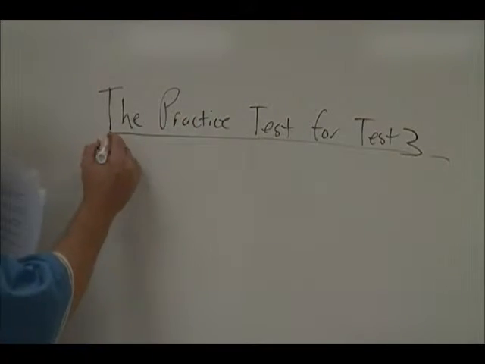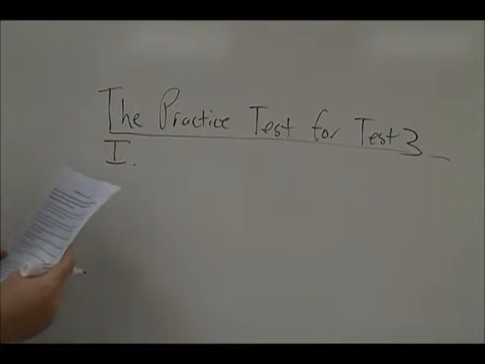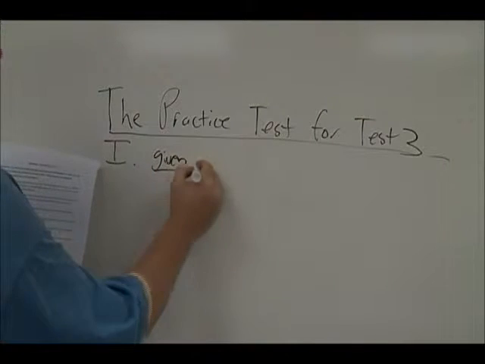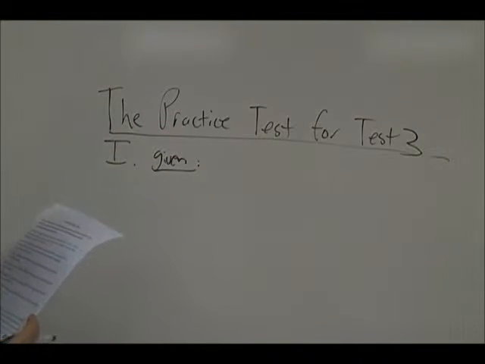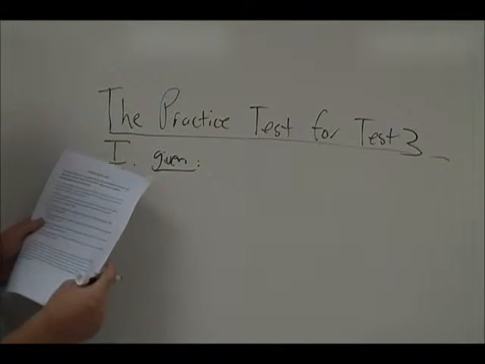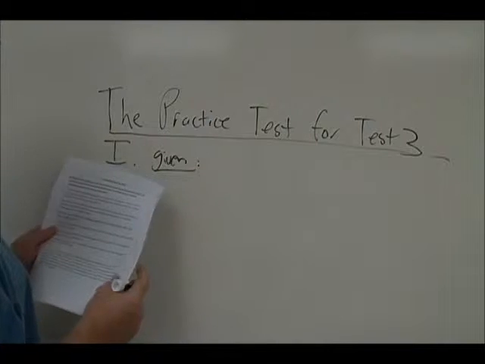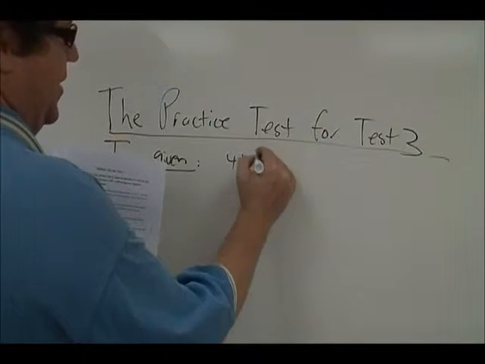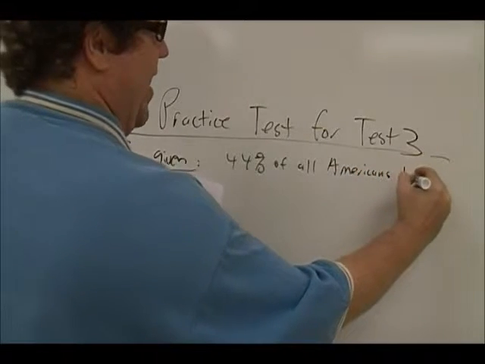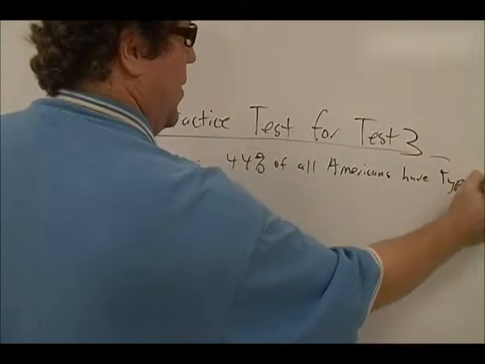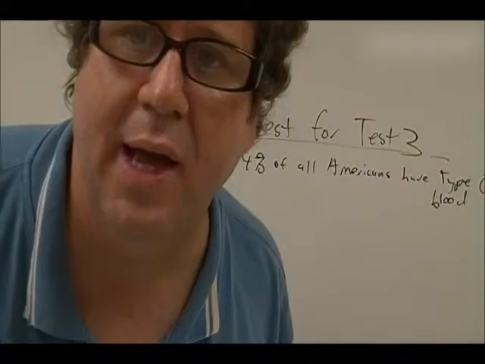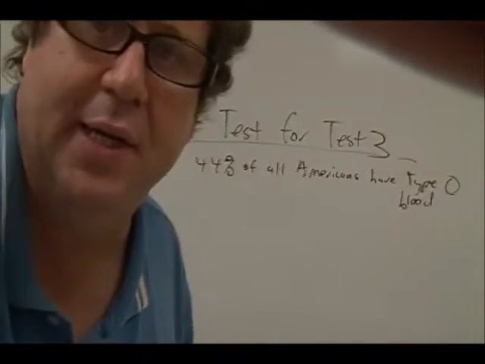We'll start with problem number 1 on the practice test. And the given information for problem 1, for all parts of problem 1, is that of all Americans, it says type O blood is the most common blood type. We're told that 44% of all Americans have type O blood. Did that make it into the viewing rectangle? Have type O blood. Let's see. There we go.